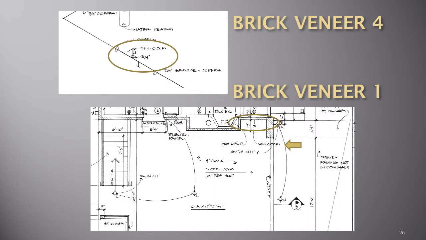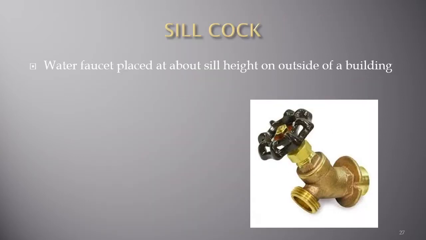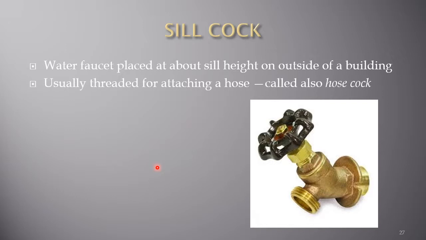So what exactly is that? The sillcock is a water faucet placed at about the sill height, which is where the framing starts on the foundation on the outside of a building. And it usually has a threaded connection that allows you to connect a hose to it. So it's sometimes referred to as a hose cock.